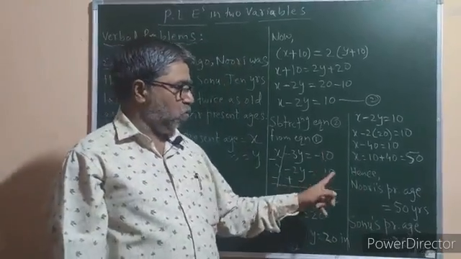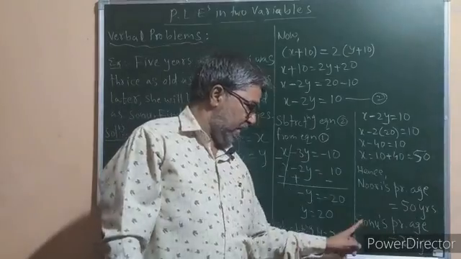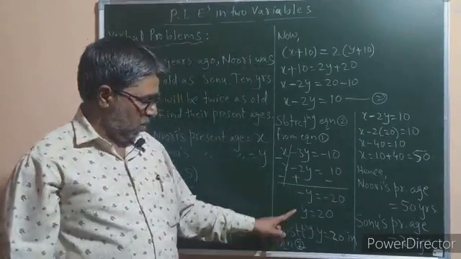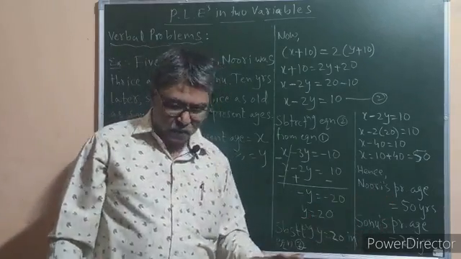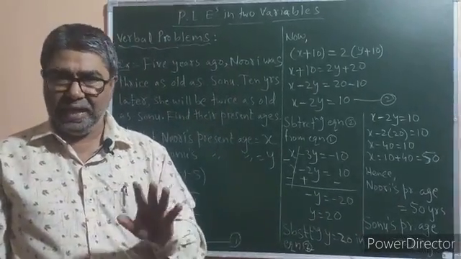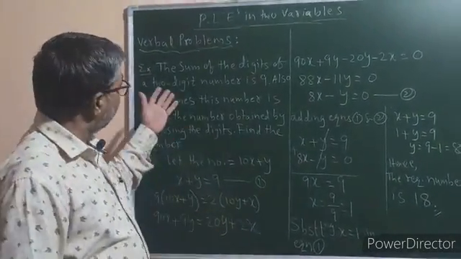So hence Noori's present age, that is the value of X, is 50 years, and Sonu's present age, value of Y, is 20 years. So this is the solution of today's second example. So dear students, let us solve one more example.